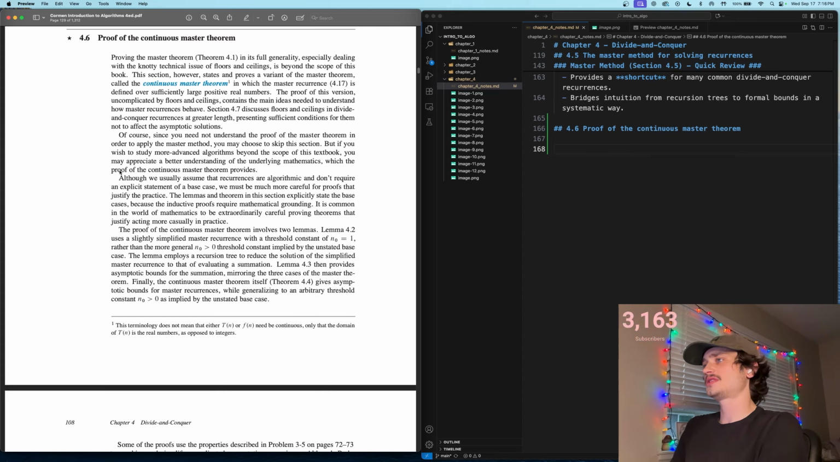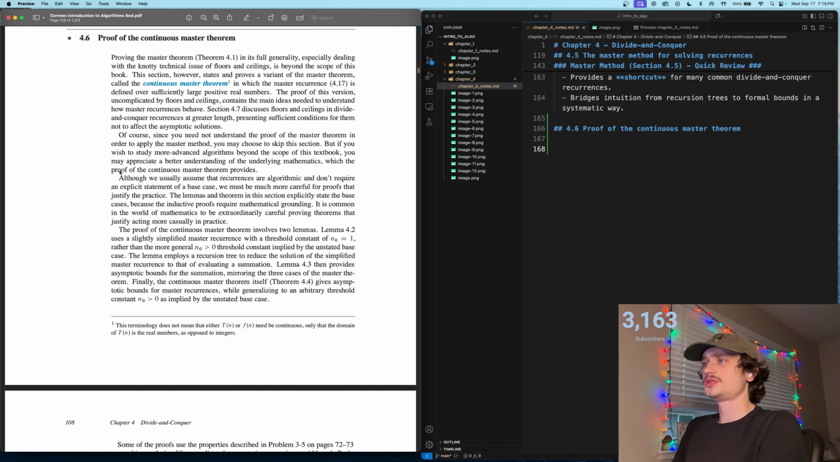This section, however, states and proves a variant of the Master Theorem, called the Continuous Master Theorem, in which the master recurrence 4.17 is defined over sufficiently large positive real numbers. The proof of this version, uncomplicated by floors and ceilings, contains the main ideas needed to understand how master recurrences behave. Section 4.7 discusses floors and ceilings and divide and conquer recurrences at greater length, presenting sufficient conditions for them not to affect the asymptotic solutions.